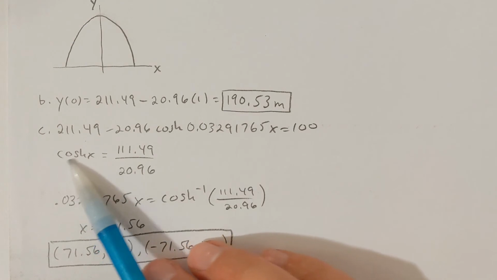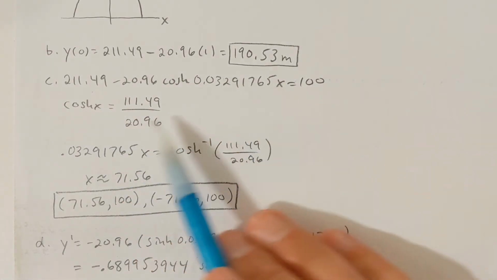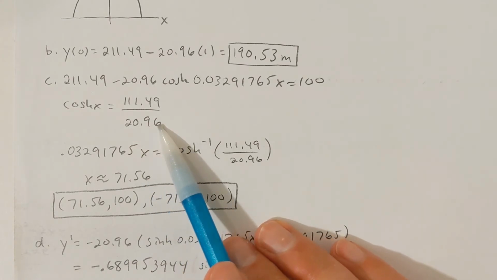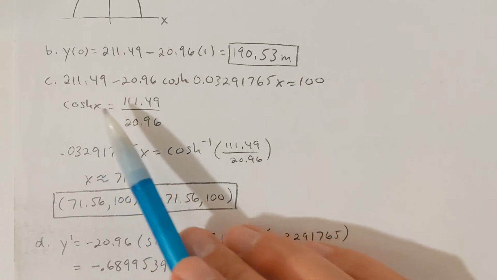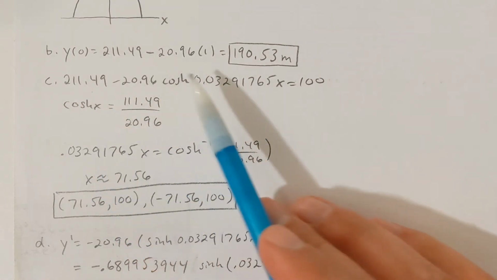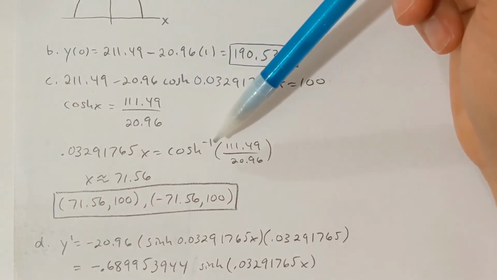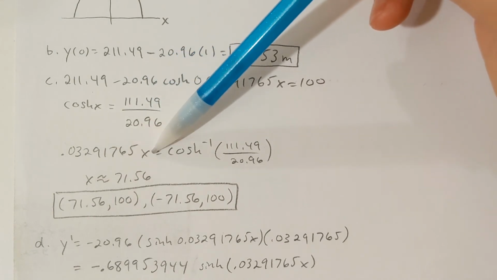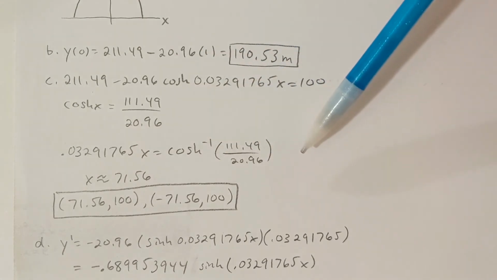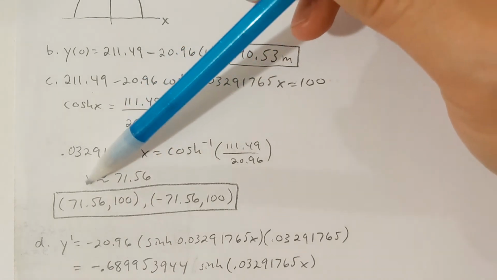Okay, and I've miswritten this part here. It's supposed to be hyperbolic cosine of 0.03291765x, equals 111.49 divided by 20.96. Okay, so I'm going to take hyperbolic cosine inverse of both sides. That way I would just have what's left over on the inside. Again, I didn't write this correctly. It's supposed to be hyperbolic cosine of 0.03291765x, not just hyperbolic cosine of x. So taking hyperbolic cosine inverse of both sides leaves me with 0.03291765x on the left equals hyperbolic cosine inverse of 111.49 divided by 20.96 on the right. And you would then divide by 0.03291765 to have x all alone on the left.